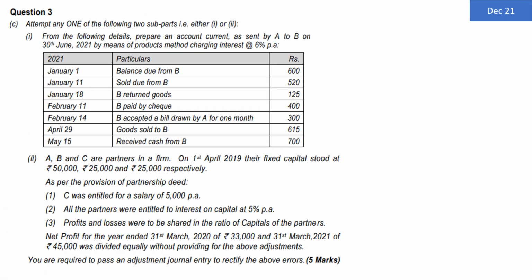You can see here that question C has two sub-questions, but you are not expected to solve both. This is a question with internal options, so you need to decide the question that you are comfortable with. Both carry 5 marks. I'll be discussing both questions one by one in this video, but you need not solve both the questions. You will be solving any one of them, whichever you find convenient. Let me now focus on the first option, that is the question of account current.